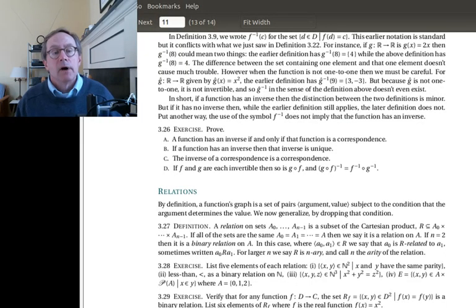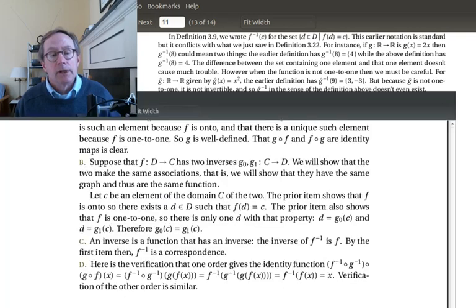The last one: if f and g are each invertible, then so is their composition, and in particular, there's a formula for the inverse. So here we go, and again, you can see that it's down near the bottom, so it's relatively straightforward. It's not too long. So here's a verification that the formula is right.